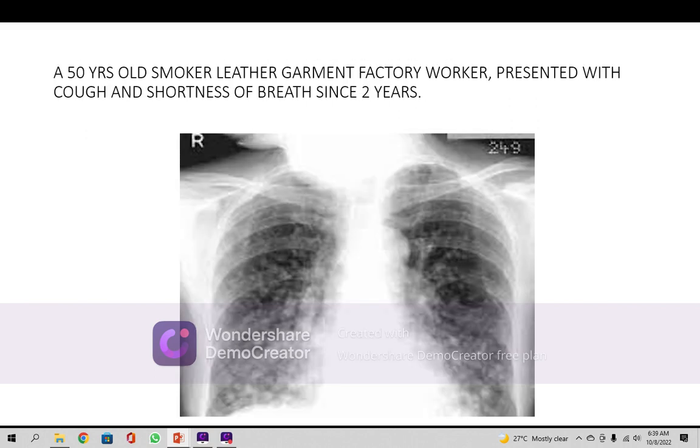Accordingly, the second X-ray was a 50-year-old smoker, leather garment factory worker presented with a cough and shortness of breath since 2 years.